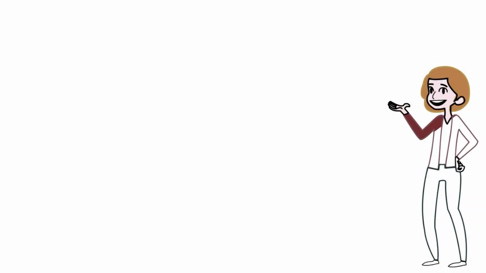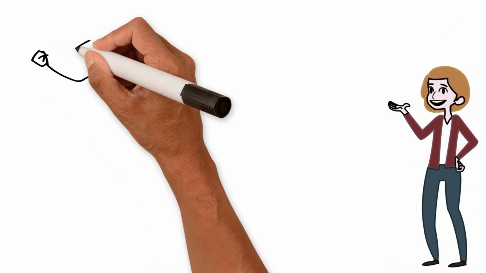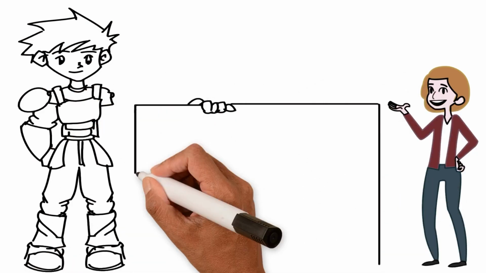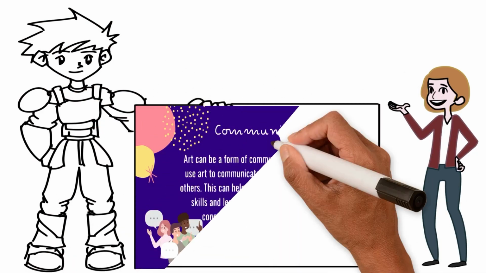Number 4, communication. Art can be a form of communication, and children can use art to communicate their scientific knowledge to others. This can help them to develop their communication skills and learn how to explain complex scientific concepts in a simple, understandable way.